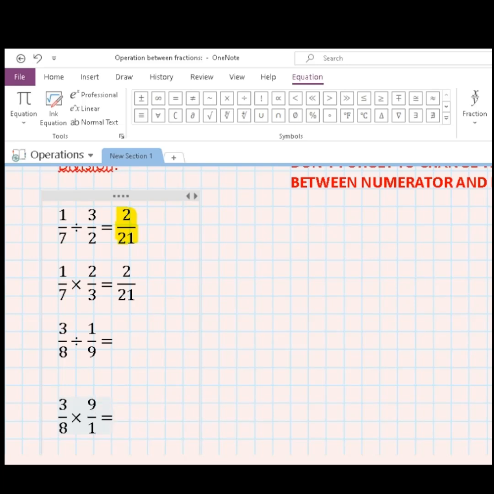And after that, we multiply. Remember that in multiplication, it's numerator with numerator, denominator with denominator. Then 3 times 9 is equal to 27 over 8 times 1 equals 8. And then our result here in this division is 27 over 8.